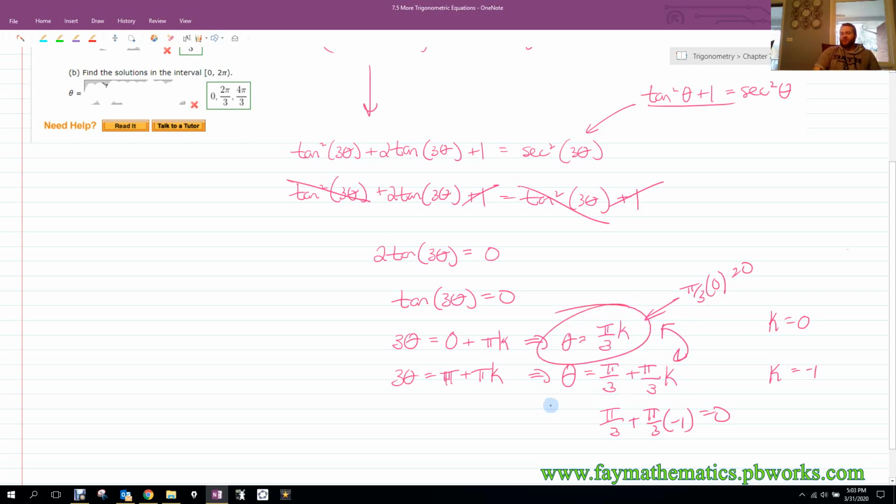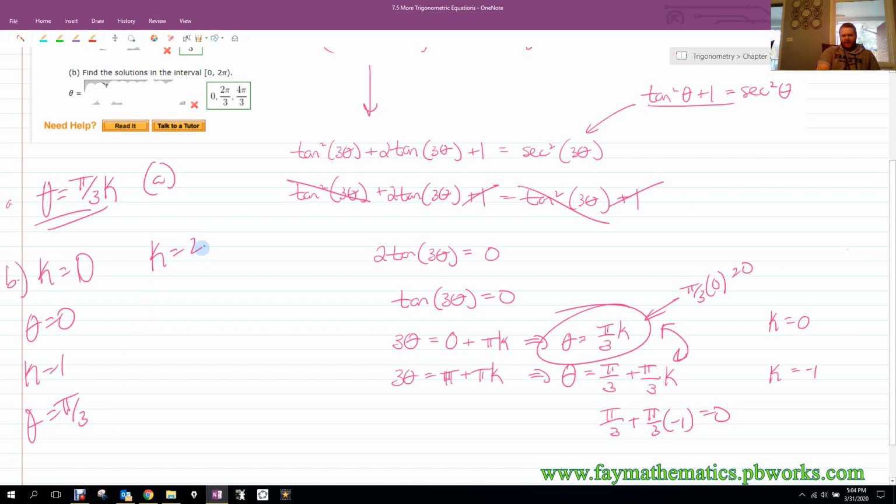So I'm just going to start with this one. Pi over 3k is my formula for part A. That's going to allow me to find my finite solutions. So we say find the solutions in the interval 0 to 2 pi here for part B. So this would be part A. Part B says, basically, you can let k equal 1, or actually let it be 0 first. K be 0, and that gives me theta to be 0.